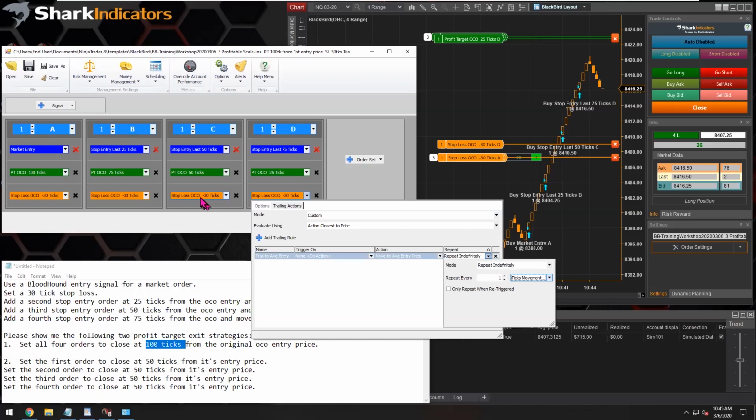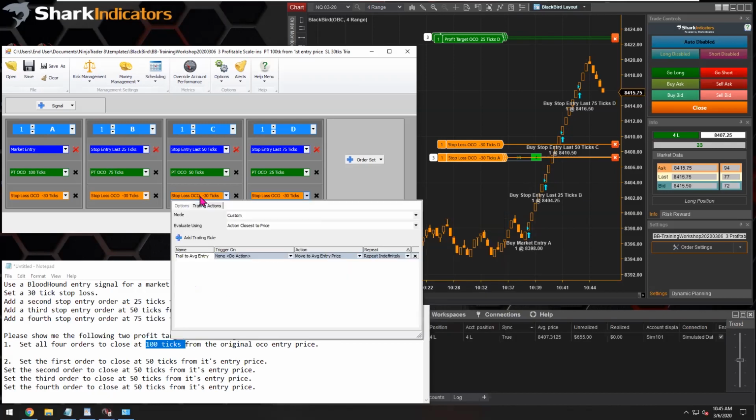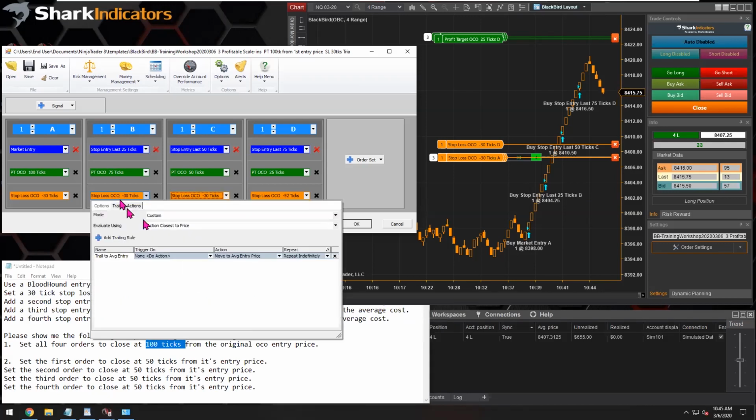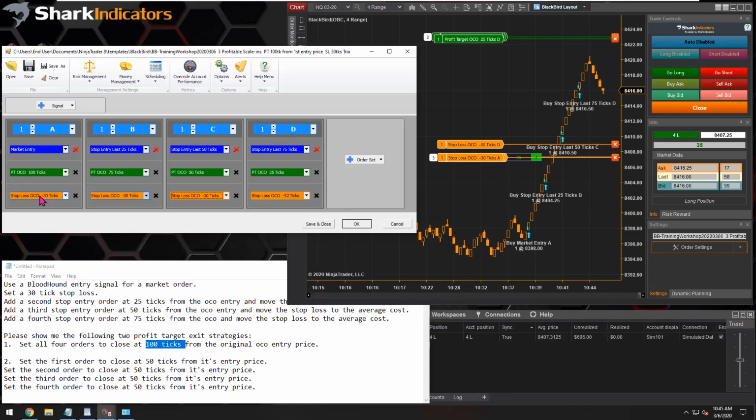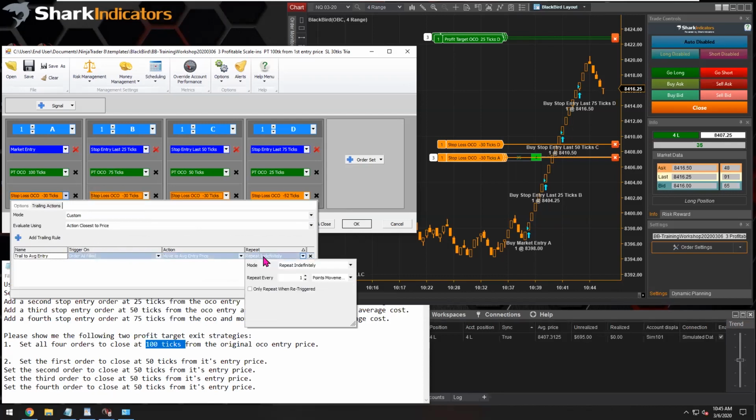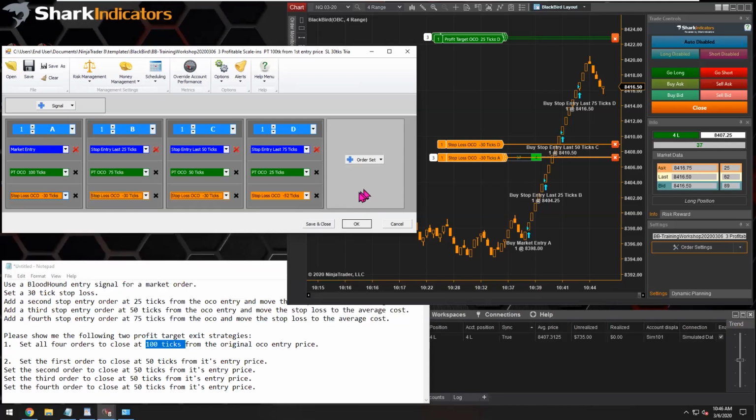Let me just double check all these. Just want to make sure they're all set to ticks of movement, not points of movement. I thought I did this. Okay, see, one of these I set to points of movement by accident, and I want ticks of movement, either profit or loss. Okay, there we go. Let me just double check this other one. And this one I did the same thing here. There we go. So set it to ticks. And okay, now we'll save that.